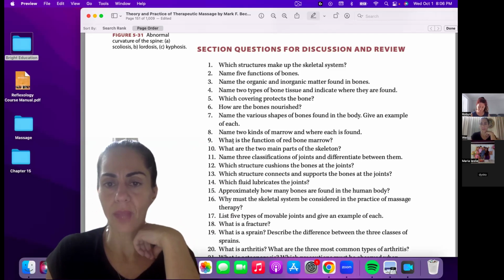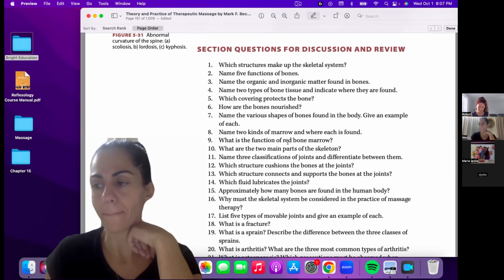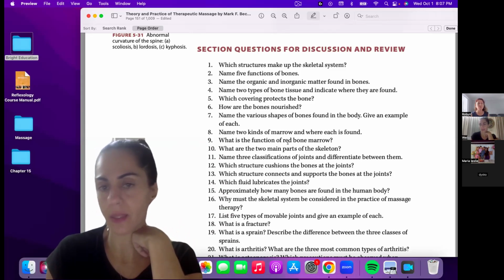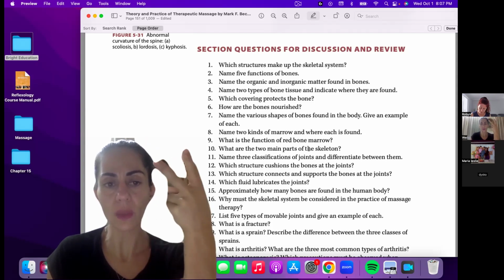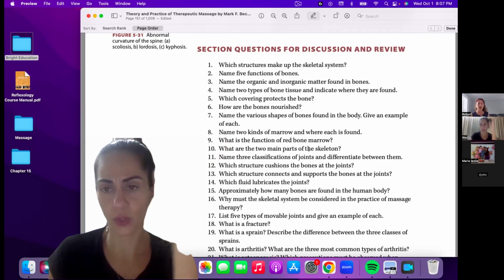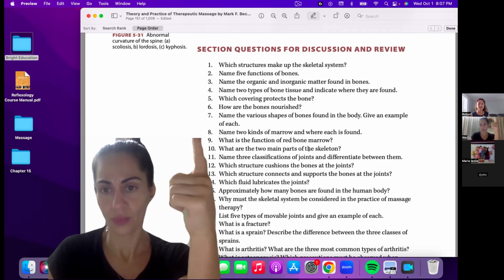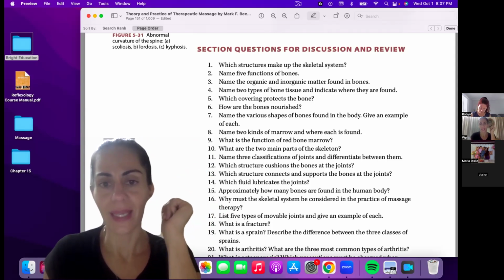What is the function of the red bone marrow? What do they produce? What do they synthesize? The red blood cells. Correct. What are the two main parts of the skeleton? The skeleton is broken into two. Axial and appendicular. Correct.